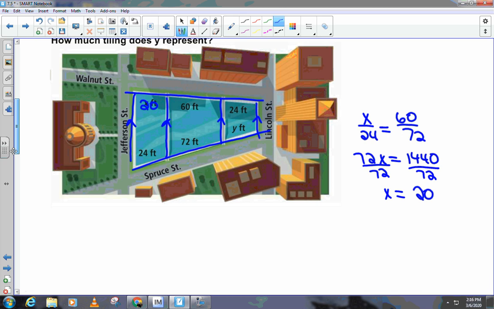If these are all parallel by the two different transversals, pretend like this one's not here, okay? These are going to make the same fraction as those are. That's what it means to be proportional, okay? So I could do 60 over 24 and then 72 over Y. I could go across to 60 over 72 and 24 over Y. I could do it like that too, okay? All right, so we're going to cross multiply 24 times 72, 1728, and then divide by 60, and I get Y equals 28.8.